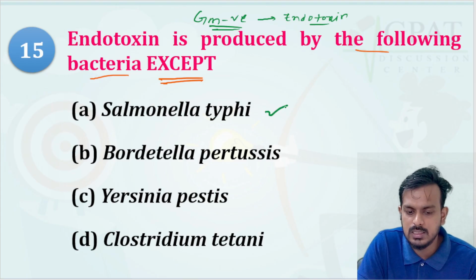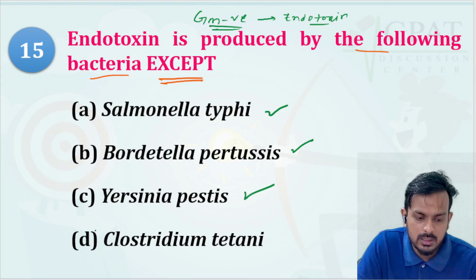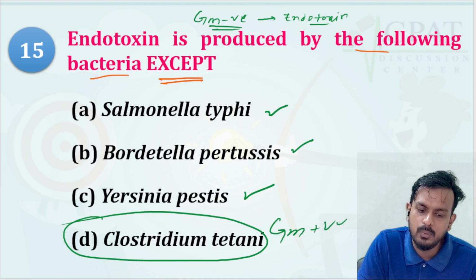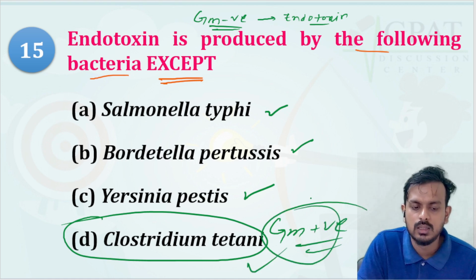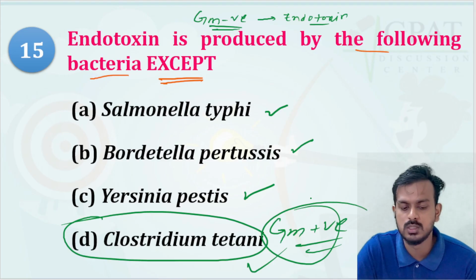Salmonella typhi, yes, it is gram negative. Bordetella pertussis, gram negative. Yersinia pestis, gram negative. But Clostridium tetani comes under gram positive bacteria. Okay, that's why it will not produce endotoxin, it will rather produce exotoxins.